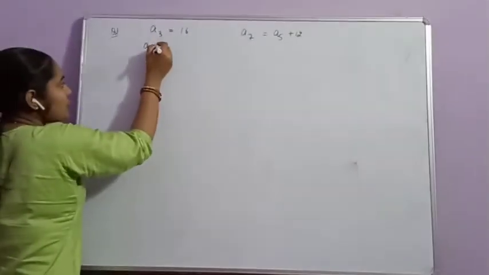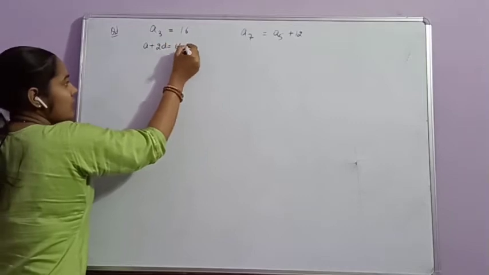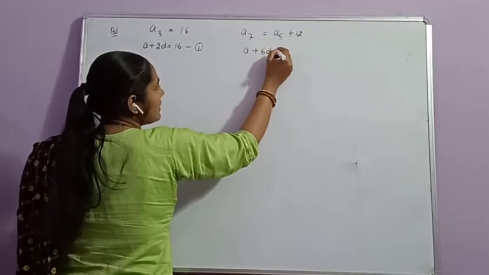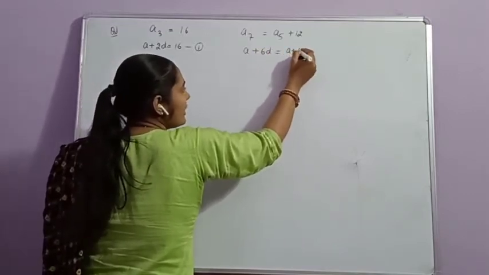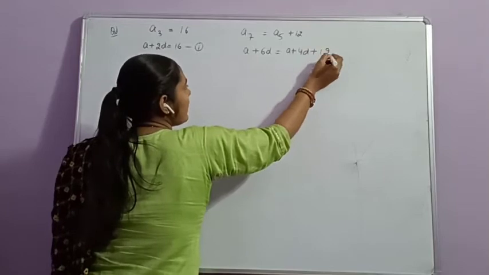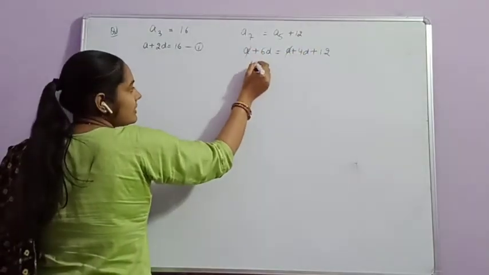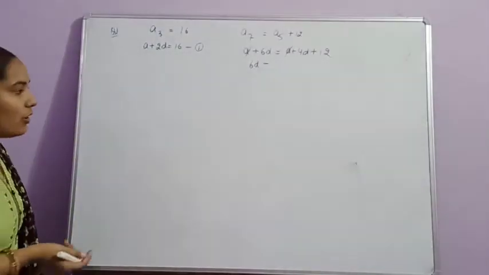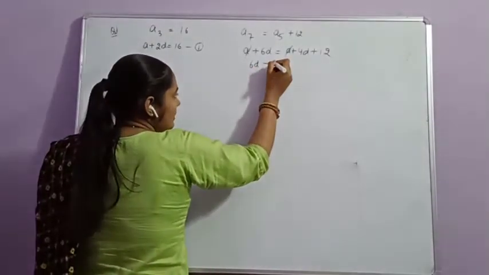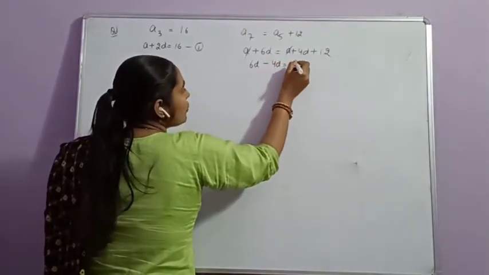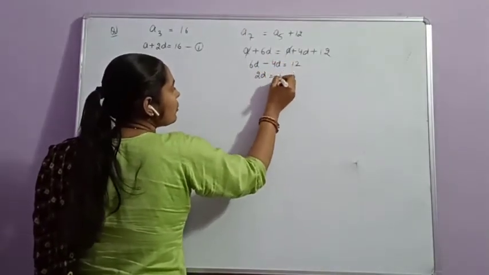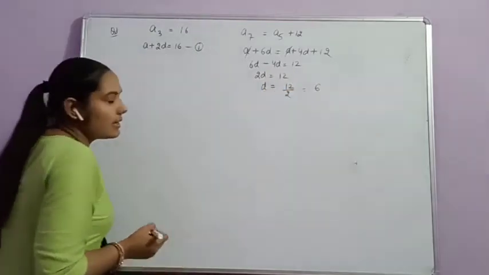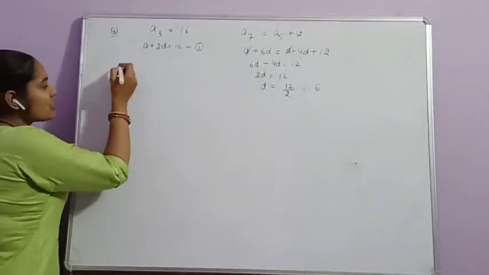A3 can be written as A plus 2D, that is equal to 16, first equation. Similarly, A7 can be written as A plus 6D, that is equal to A plus 4D plus 12. A is cancelled out, 6D minus 4D on the right hand side, on the left hand side it will become 2D is equal to 12, then value of D will be 12 by 2, that is equal to 6. Clear?